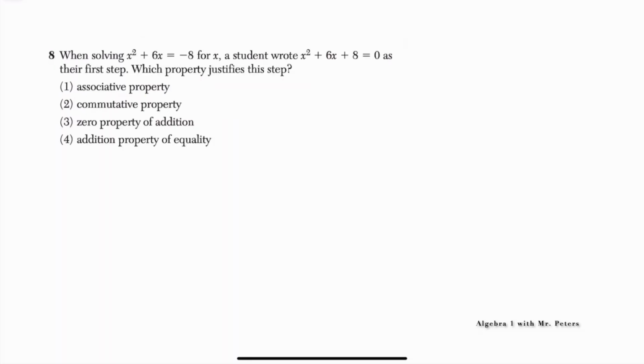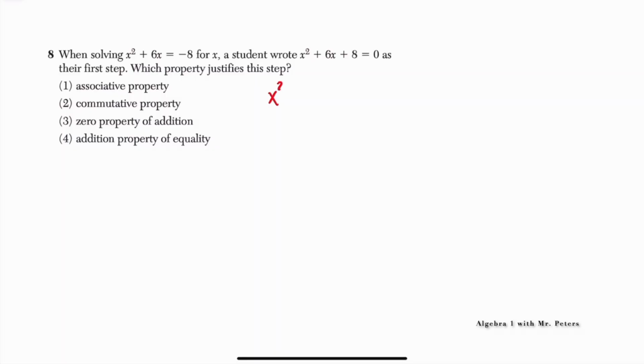So problem number 8 gives us equation steps that a student took, and they want us to determine the property of equality that they used. So we went from x squared plus 6x is equal to negative 8, and then now we have x squared plus 6x plus 8 is equal to 0. So the only thing that changed was the 8 being on the right hand side of the equation to the left. So if it was a negative 8, to get the right side to 0 means I had to add it, and then I had to add it on the other side. So our answer is going to be the addition property of equality.